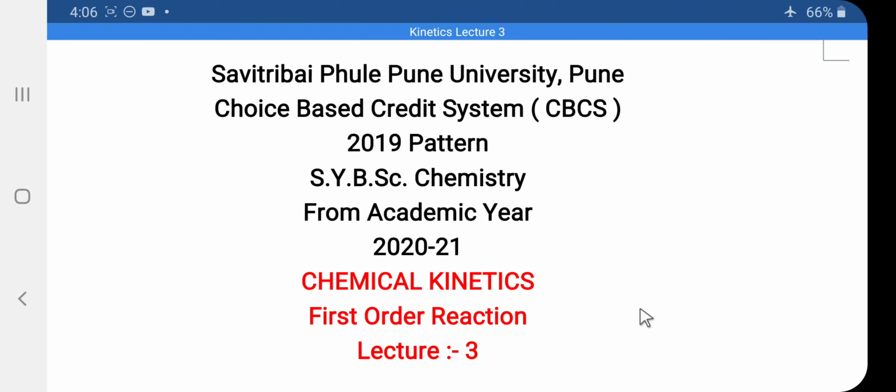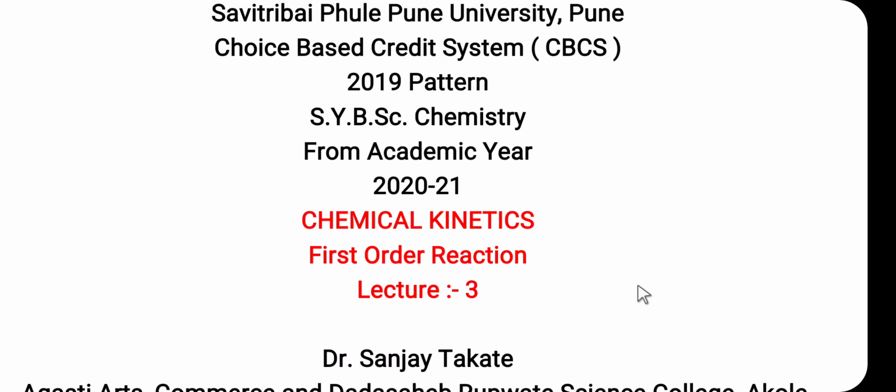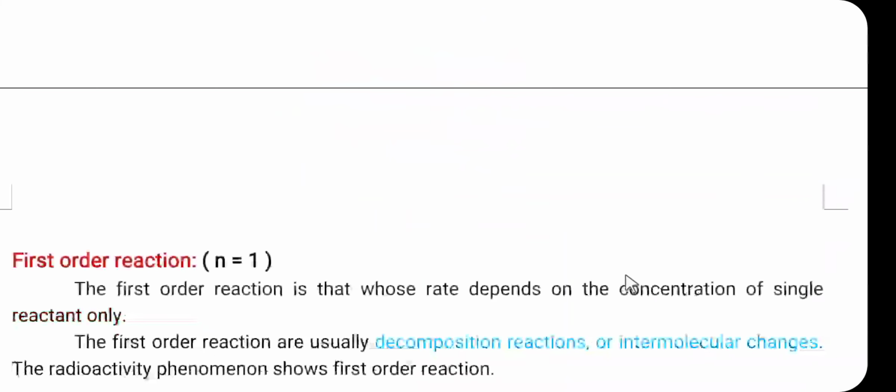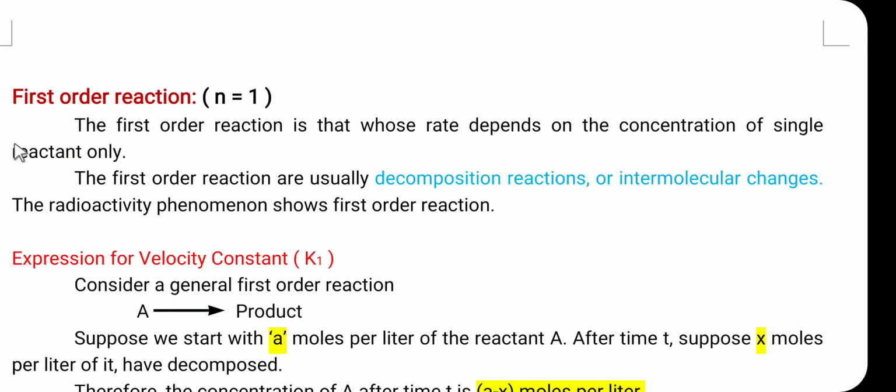Today we are going to discuss the first order reaction. So in the first order reaction, the expression for the velocity constant, then the characteristic features, and examples of the first order reaction. So let us begin. What is meant by first order reaction?